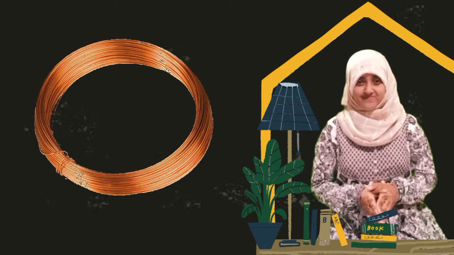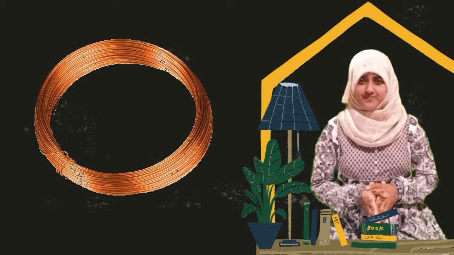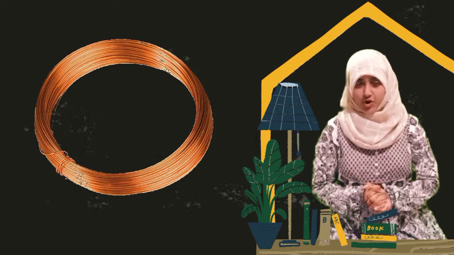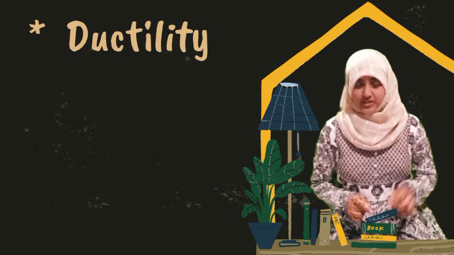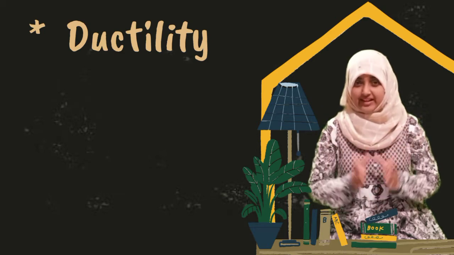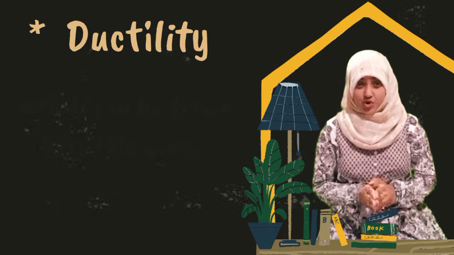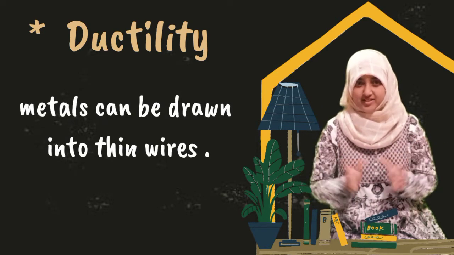Coming to the next property of metals, have you seen the electric wires? What are these wires made up of? Either copper or aluminium, right? So this shows that metals can even be drawn into thin wires, and this property of metals is called ductility. So metals are ductile, which means they can be drawn into thin wires.